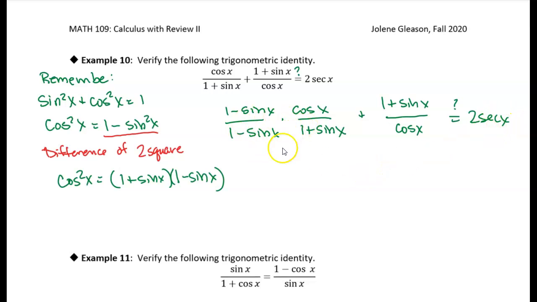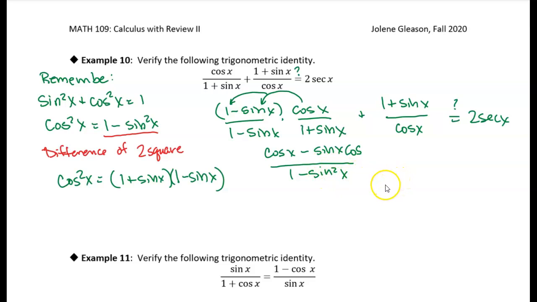Now when I do that, I multiply the numerators, multiply the denominators. What I end up with is, I'm going to distribute the cosine through the parentheses. So I end up with cosine of x minus sine of x cosine of x, all over 1 minus sine squared of x. And over here, I've just got 1 plus sine of x over cosine of x. And I'm asking, is that equal to 2 secant of x?